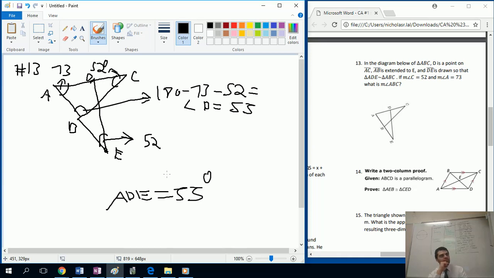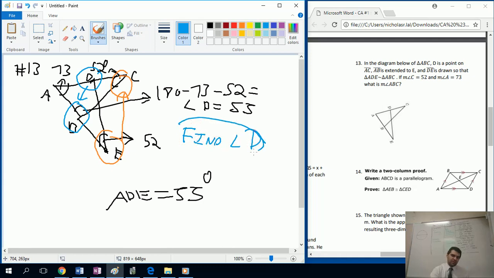So D is equal to 55, just like B is equal to 55. Angle E is going to correspond with angle C. So here's the best way that you can look at it. Angle E corresponds with angle C, and angle D corresponds with angle B. So when we found out angle B, that gives us angle D, and we need to find angle D. That's what the question is asking for. So you got to know that angle D corresponds with angle B. Angle B is 55, which is 180 minus 73 minus 52. So ADE is equal to 55 degrees.